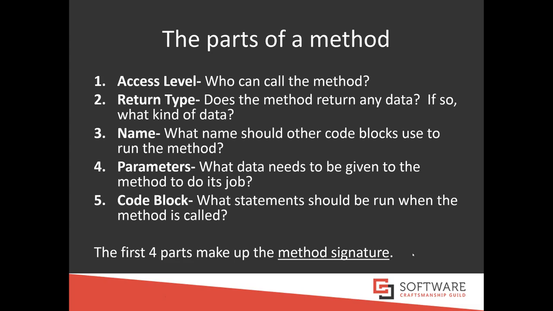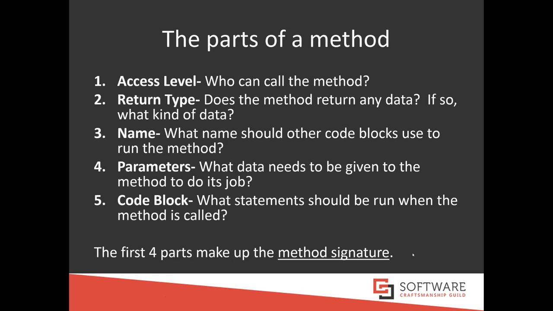The second part is the return type. Methods can optionally return data back to the caller. If we have a method called sum that takes in 2 numbers, we can return a number to the caller that contains the data that was created by sum. So the return type, does it return data? And if it does, C# wants to know what kind of data is going to be returned. Is it going to be an int? Is it going to be a string? Is it going to be a class?